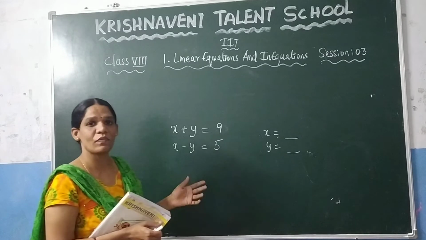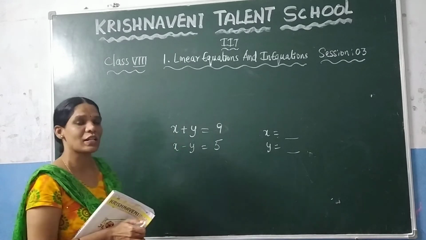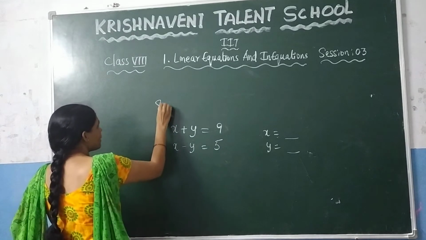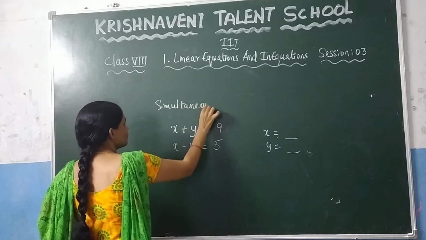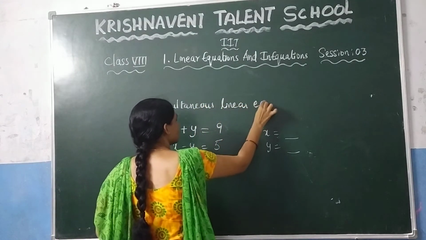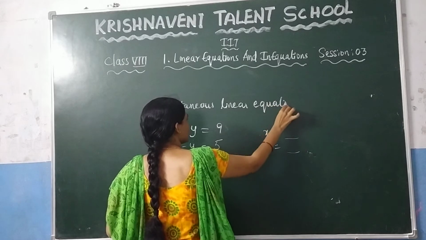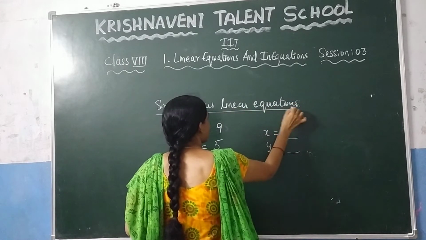Solving for the values of x and y together like this, we call it simultaneous linear equations. This is about simultaneous linear equations.